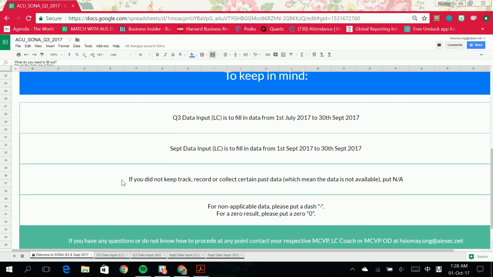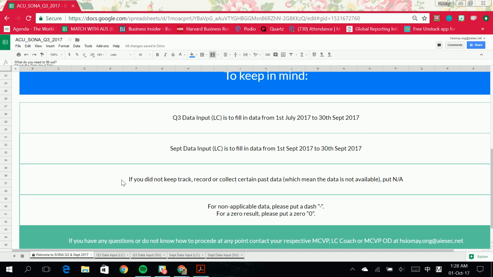And if you did not keep track, record, or collect certain past data, for example the past members that you had in the past few months, which means you do not have a clear tracker or a clear documentation system to keep track of your information, then your data is not available. If your data is not available, just put n/a, which means not available.